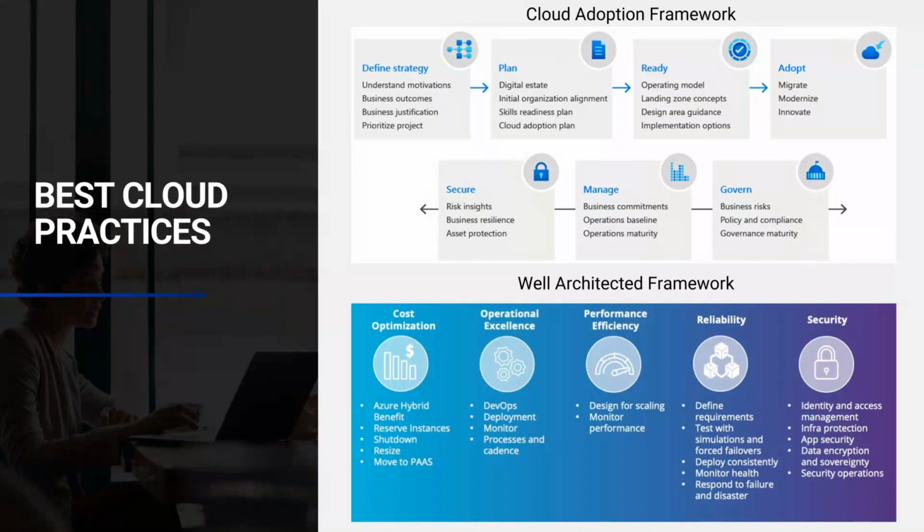But this framework really is about going from not hyperscaler cloud to hyperscaler cloud. So from on-prem, perhaps, maybe a data center you have in your office, and moving that workload, those applications, into Azure. This goes through these 7 steps here where you're talking about defining the strategy, planning, your readiness, your adoption, securing the environment finally, and then managing and governing it.